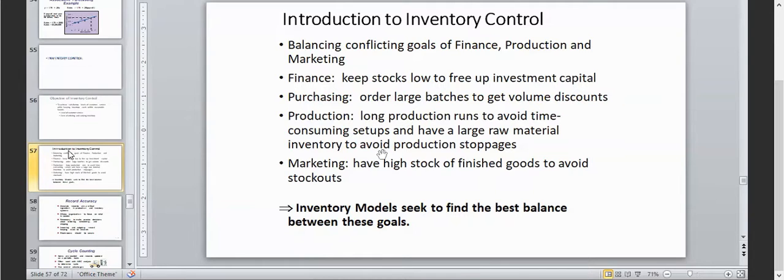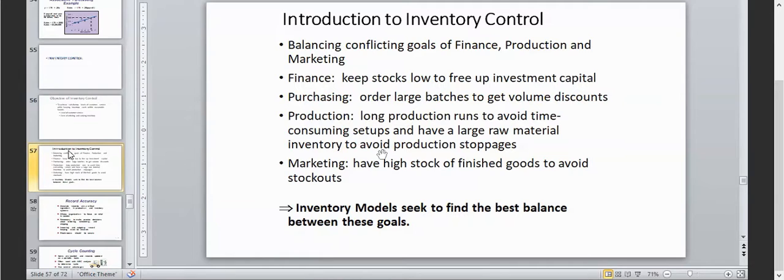So, for production, they also need a high inventory level. With the high inventory level, they will have a long production run, can avoid time-consuming setup, and also avoid production stockouts.